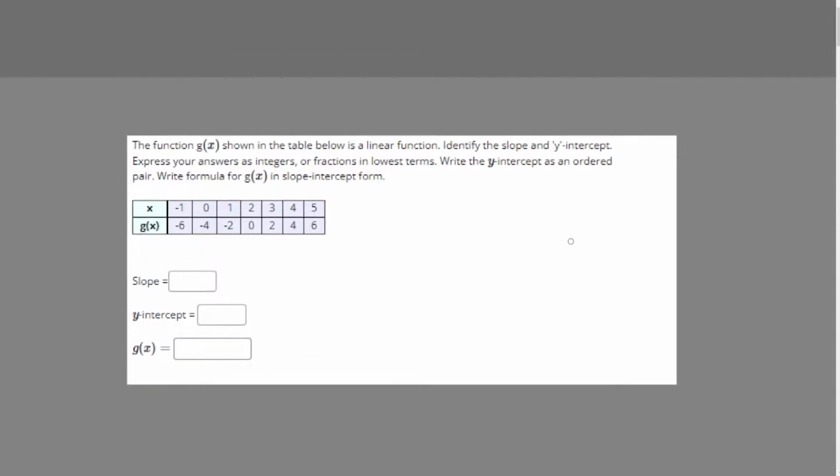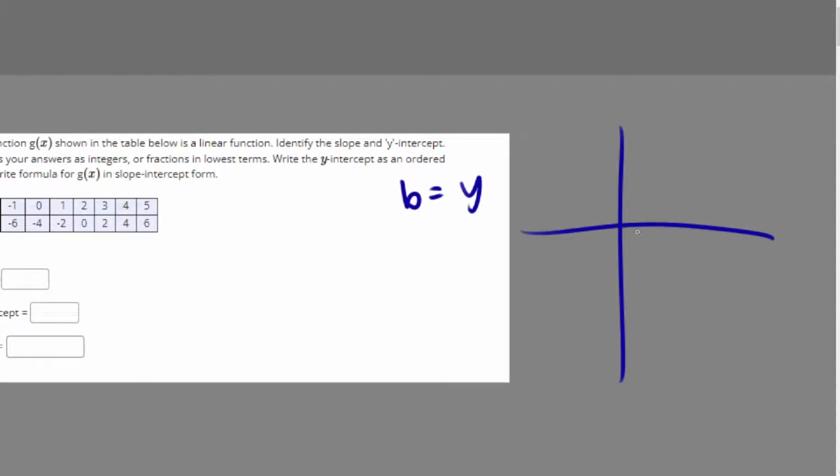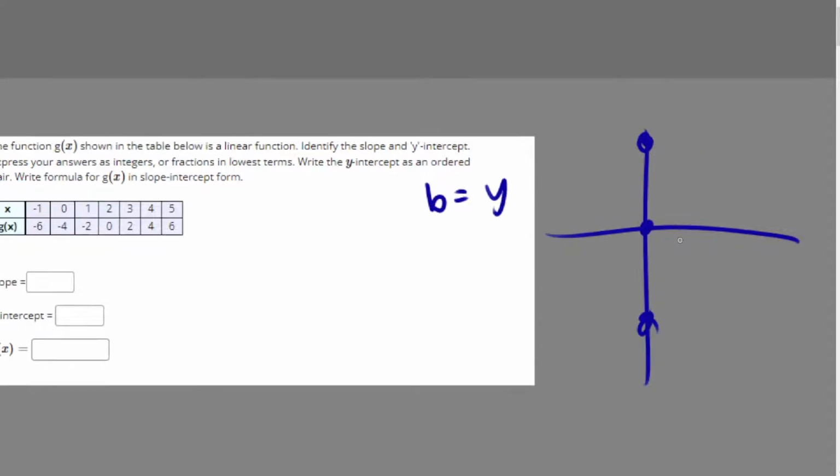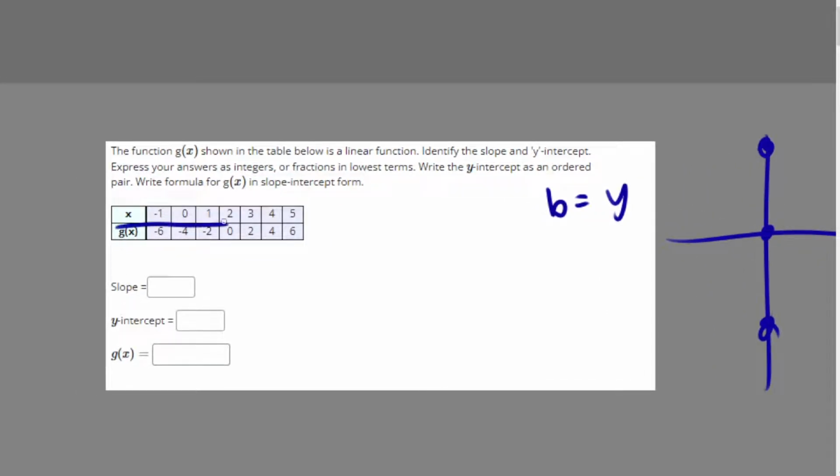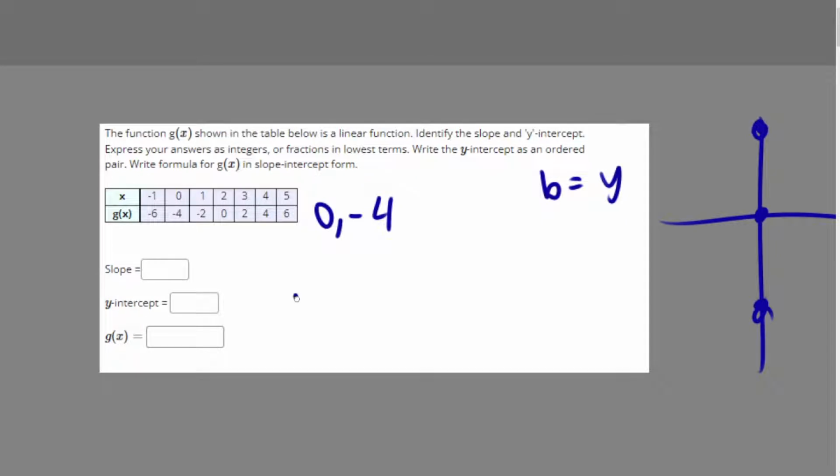So, first thing to note is, if you remember, b is equal to the y-intercept, right? And the y-intercept is when x equals 0. Anytime that it hits the y-axis is when x equals 0, right? So let's look for when x equals 0. Here it is. So 0 and negative 4. Our y-intercept is negative 4. So we have f of x. In this case, it's actually g of x. g of x equals mx minus 4 so far. So our y-intercept is negative 4.